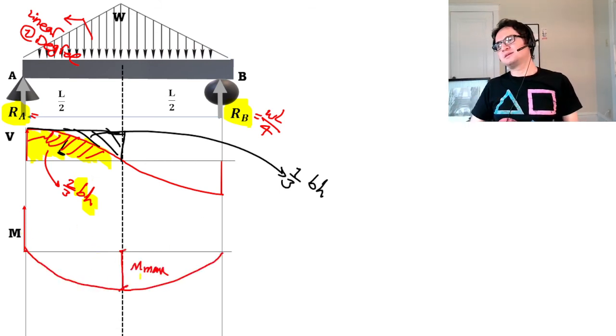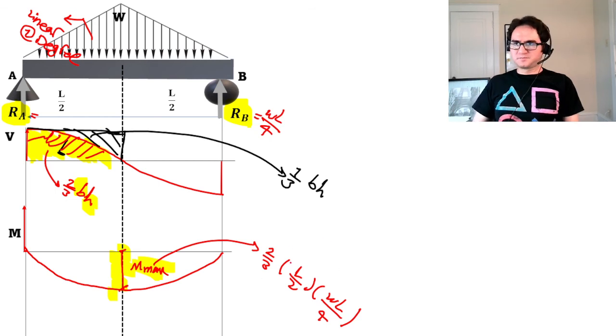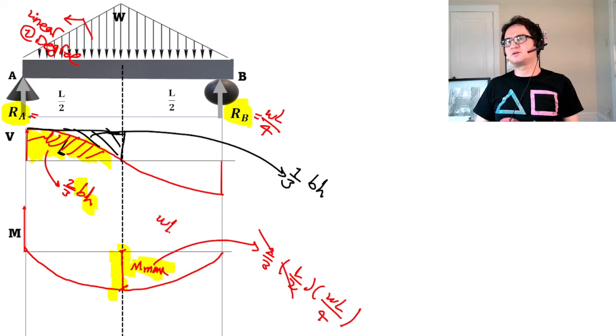And moment is a third degree. We need that area for the maximum amount of M. And that's M maximum, the area under shear, 2/3 of BH. So that's L over 2 times a quarter of WL. If you do the math, this cancels out with this one, and M maximum is WL squared over 12.